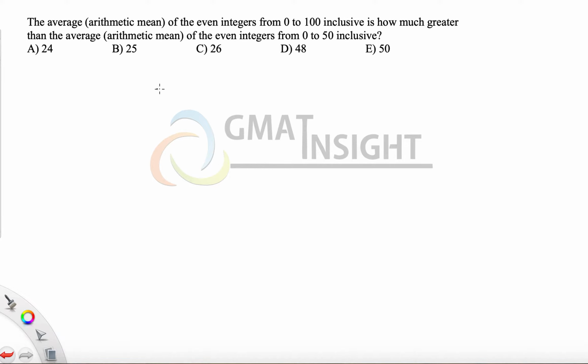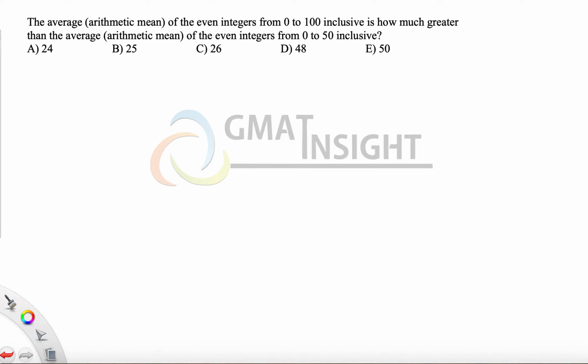In this video, we will be learning how to answer a question such as this. The simple question is: the average of even integers from 0 to 100 inclusive is how much greater than the average of even integers from 0 to 50 inclusive? This is one of the questions that we have come across several times.